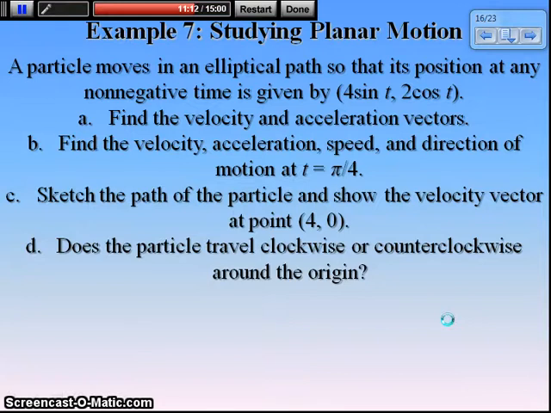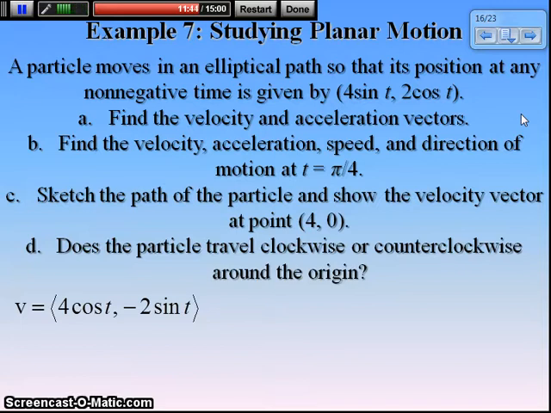Alright, next problem. A particle moves in an elliptical path given by this. We're going to find velocity and acceleration vectors. Then we'll find velocity, acceleration, and speed and direction of motion at t equals pi over 4. So we're going to do a lot of stuff at pi over 4. Then we're going to sketch the path of the particle. So we're going to have a graph showing the velocity vector at the point (4, 0). And then we're going to decide if it travels in a clockwise or counterclockwise direction. So a lot of stuff to do here.